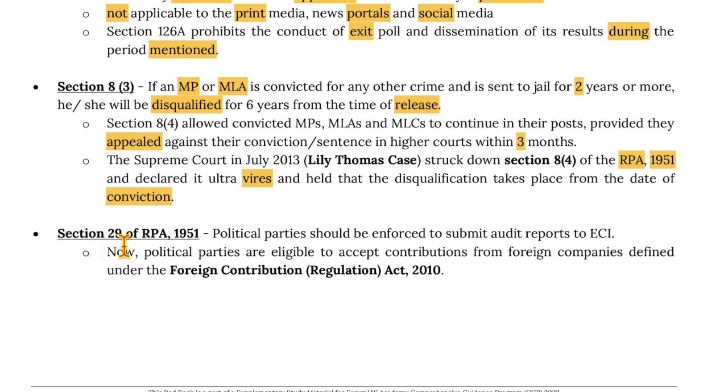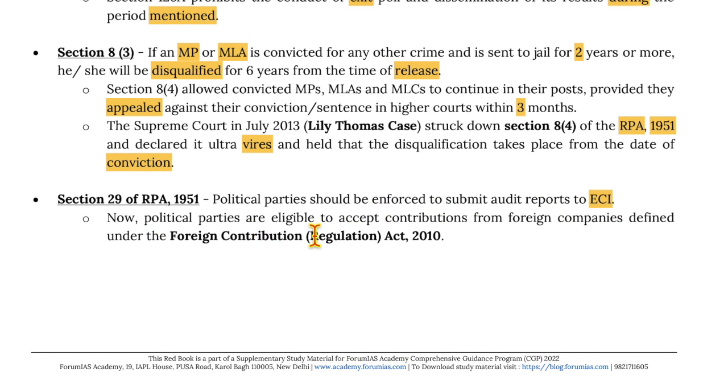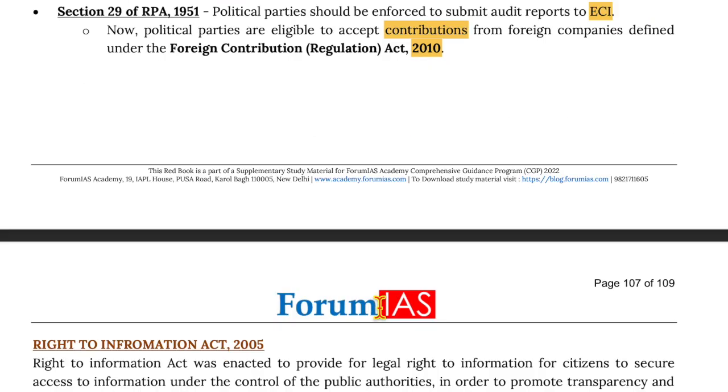Now, Section 29 of RPA 1951, political parties should be enforced to submit audit reports to ECI. Now, political parties are eligible to accept contributions from foreign companies as defined under the Foreign Contribution Regulation Act of 2010.